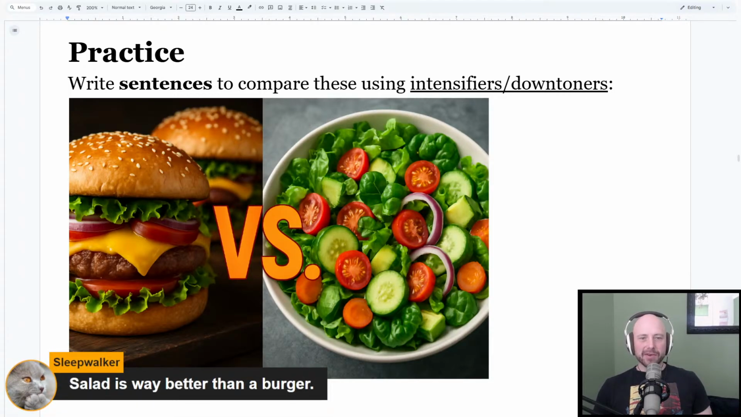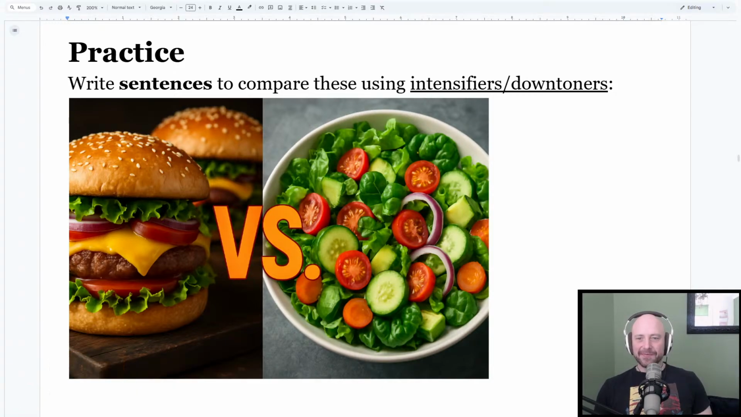Salads are way better than burgers, says Sleepwalker. Salads are way better. That's great. Way better. Young people like to say that, or they used to like to say that. They're not young anymore. When I say young people now, I mean like people who are like 35. The generation under me love to say way better.